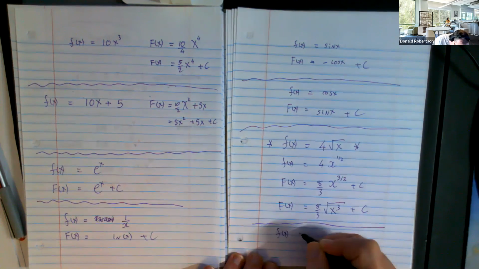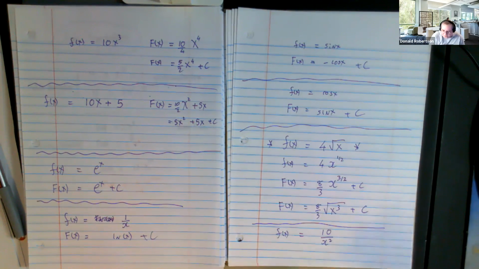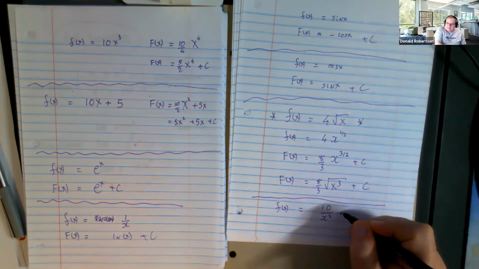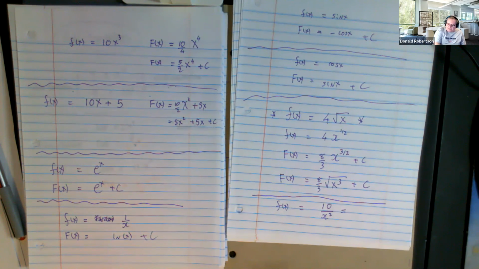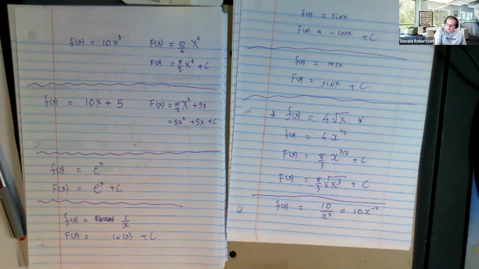Here's a different puzzle. I want to find the antiderivative of that guy. Before I try and find the antiderivative, I need to write this guy as a power of x. How would 10 over x squared be written as a power of x? 10 times x to the negative 2. Agreed. Does it come back to you that powers on the bottom are really negative powers? So x squared is the same thing as x to the negative 2.